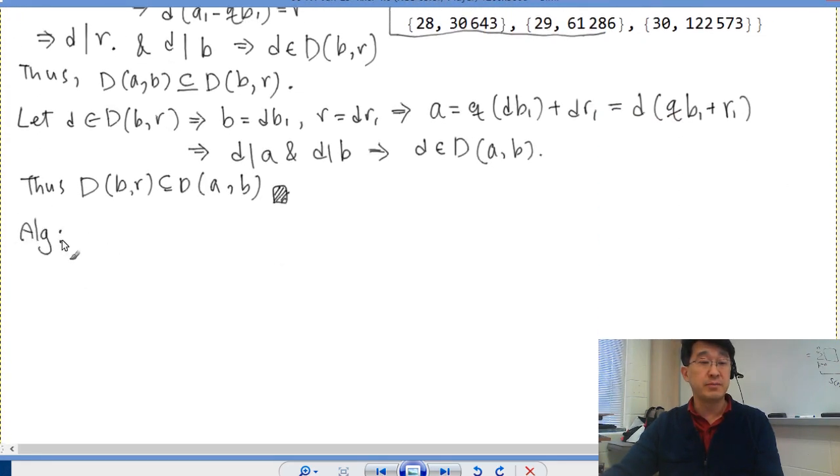What is the name of this algorithm? Euclidean algorithm. You start from A and B, right? Now it's replaced by B and R. That's the first remainder R1 there. All right? Is that okay?